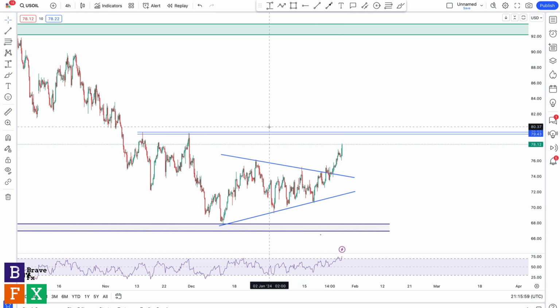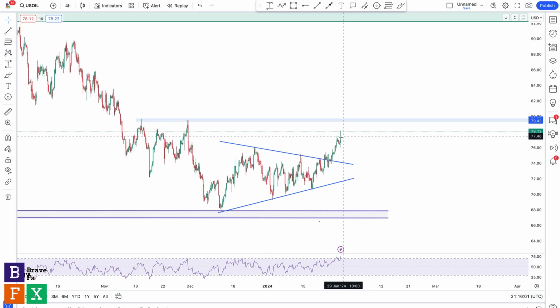Remember, trading is all about probability, right? So you can't just jump into a sell trade over here or jump into a buy trade over here. The best possible price levels to take a trade will be within this resistance level, right? And this is what we're going to do.